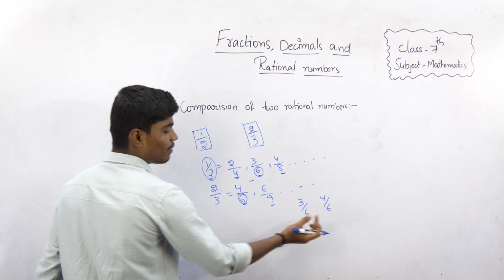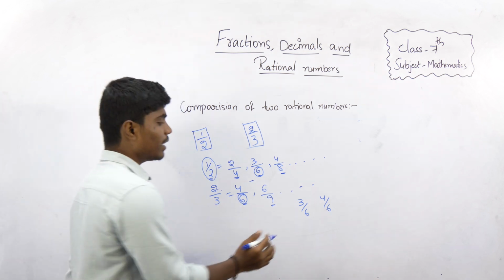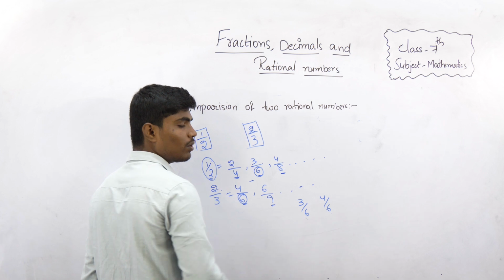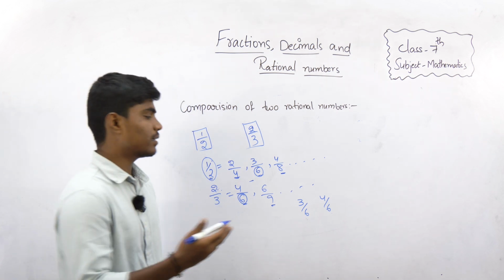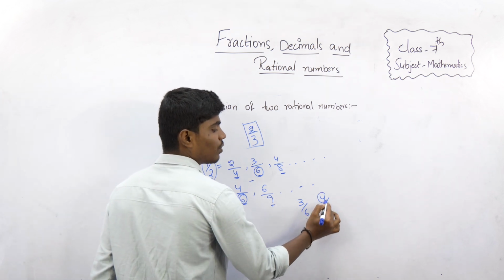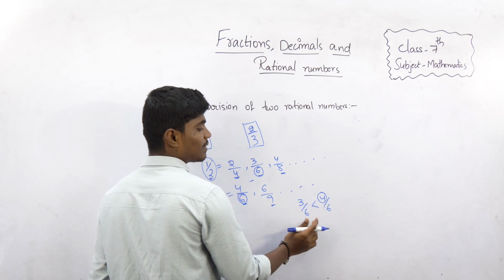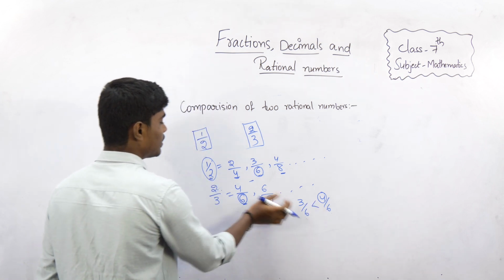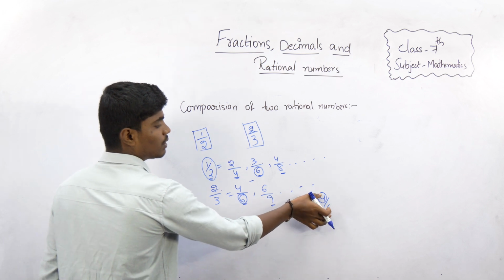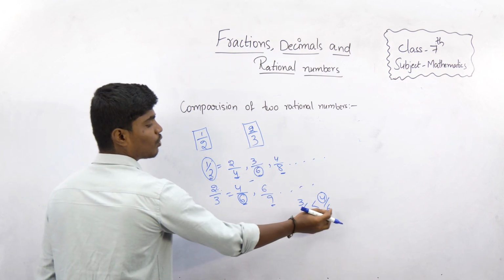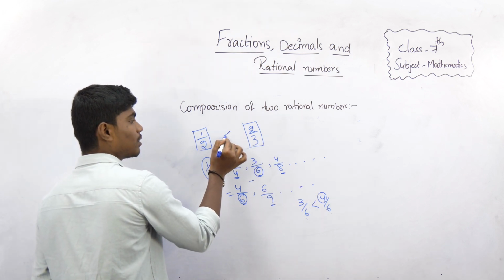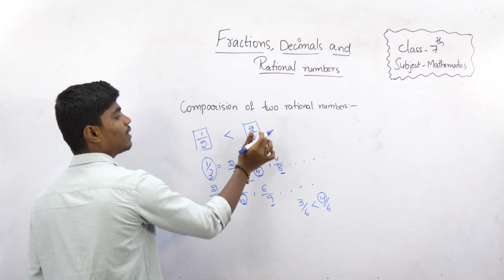4 by 6 is equivalent to 2 by 3. So here the denominators are the same, so we compare the numerators. 3 and 4, 4 is the greater. So 3 by 6 is less than 4 by 6. What is 3 by 6? It is 1 by 2. What is 4 by 6? It is 2 by 3. So 4 by 6 is greater, which means 1 by 2 is less than 2 by 3.